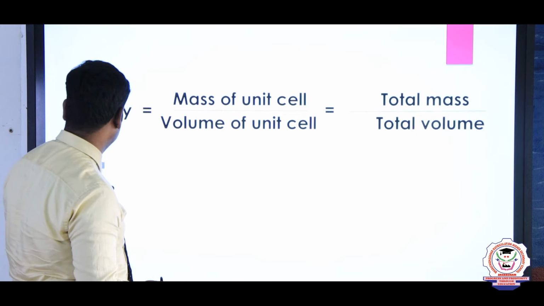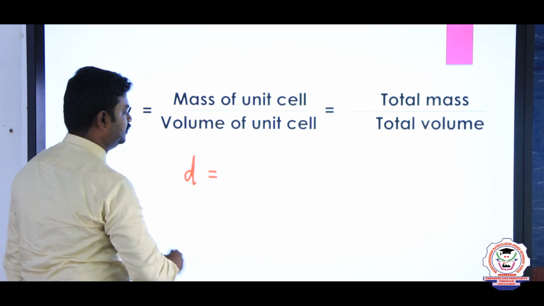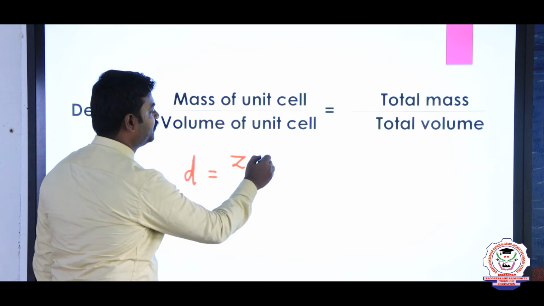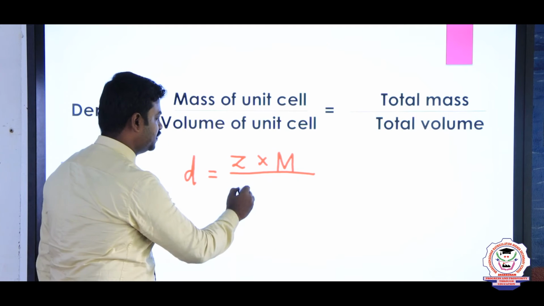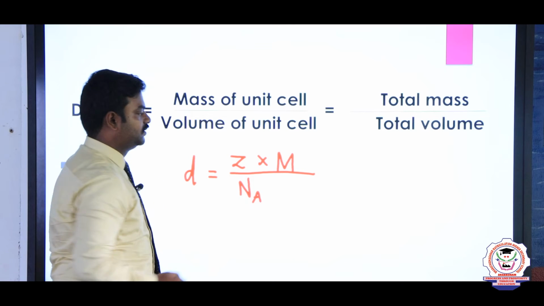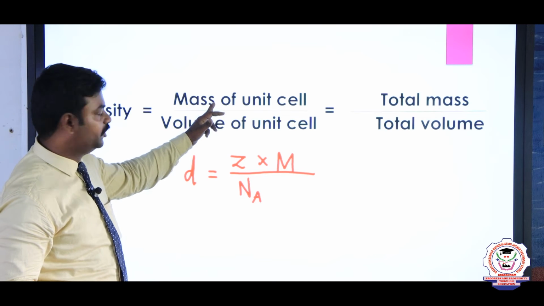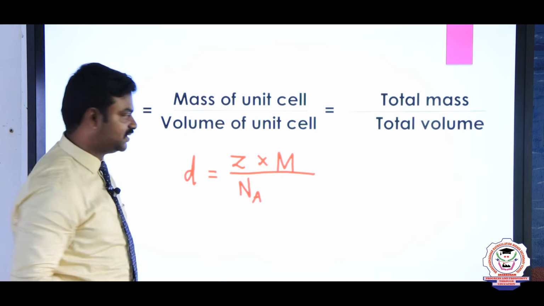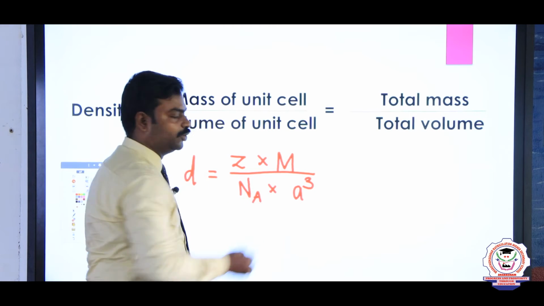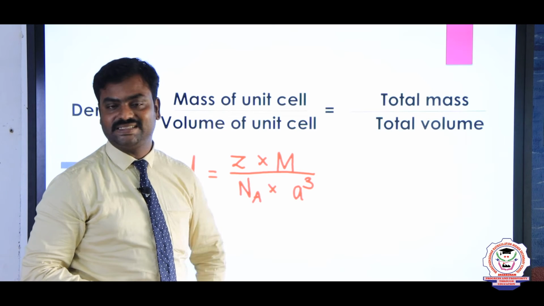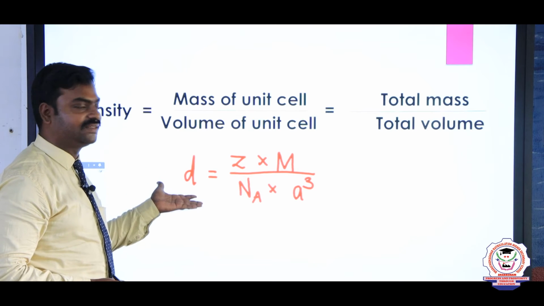So density is equal to number of atoms per unit cell into molar mass divided by Avogadro number. In this calculation you will get the total mass of the unit cell. And then what about the volume of the unit cell? Volume is simply a cube, because it is a cube. So using this formula we can calculate the density.